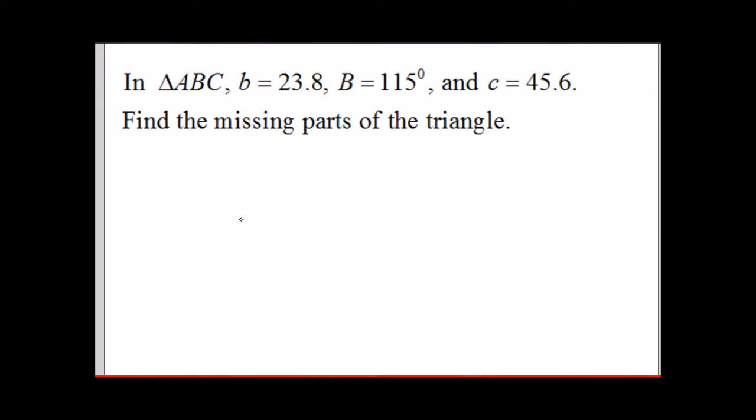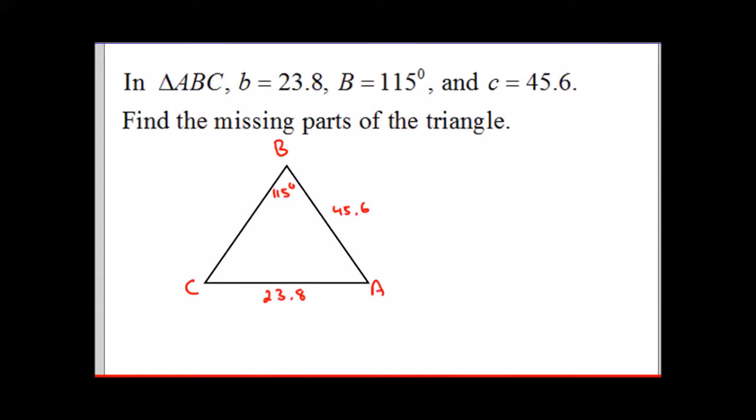Again, I always like to start out by drawing a generic triangle, and then I'll label it. Angle B is 115, so let's say this is B, 115 degrees. If I wanted to, I could draw it so it's obtuse, but I'm not going to. This is 23.8 because it's opposite. Let's say this is side C, 45.6, so this would be angle C. This is going to be angle A, and this is going to be side A.